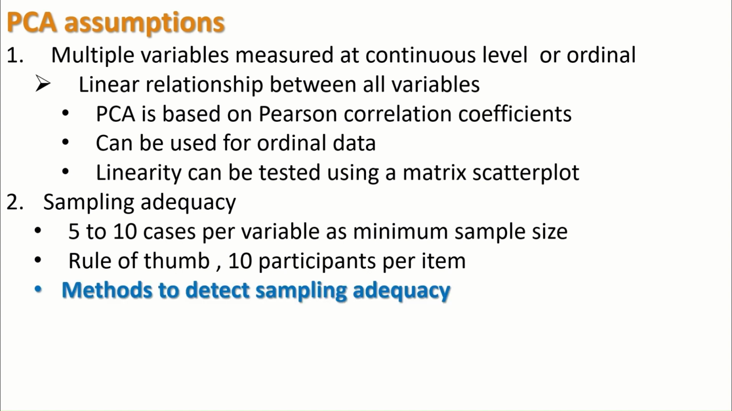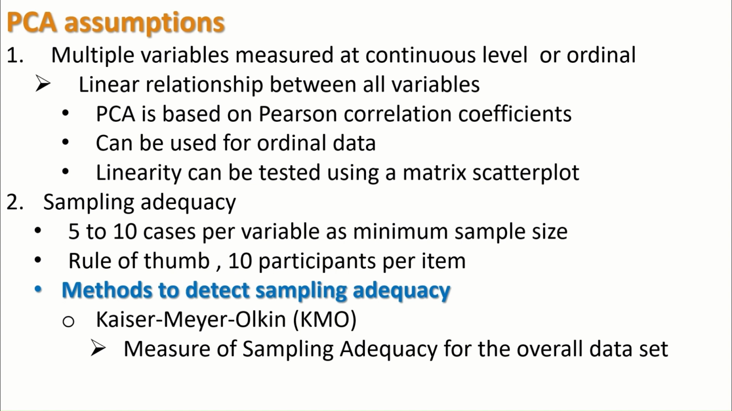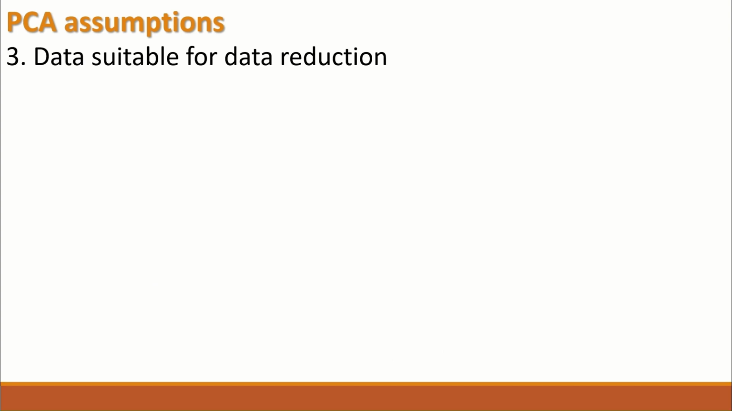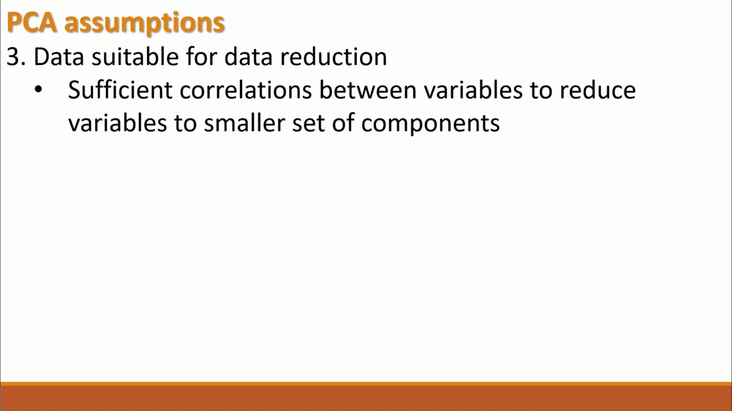And the method to check whether there is sampling adequacy is to perform the Kaiser-Meyer-Olkin sampling adequacy test, which will measure the sampling adequacy for the overall data sets. The third assumption is that the data should be suitable for data reduction, with sufficient correlation between variables to reduce variables to a smaller set of components.